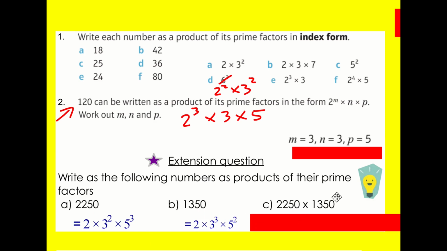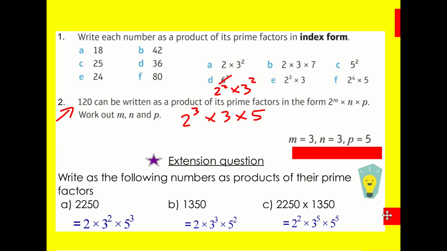And you don't have to multiply this all together and then find the product of prime factors. All you need to do for this last one is multiply these two together and sort out the indices. So it becomes 2 times 2, which is 2 squared, 3 squared times 3 cubed. You add the powers to get 3 to the 5, 5 to the 3 times 5 squared, 5 to the power of 5. So you can quickly do these sorts of calculations if you know the prime factors of the two numbers.